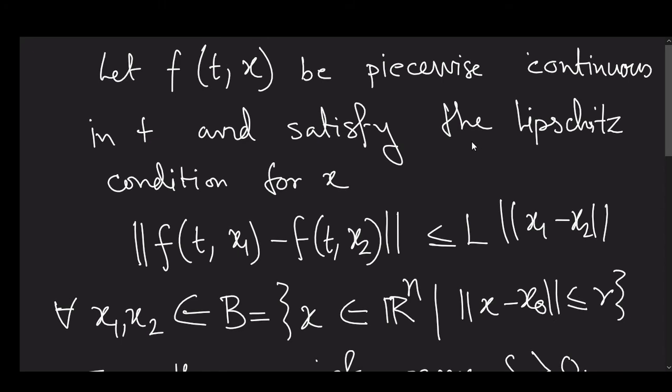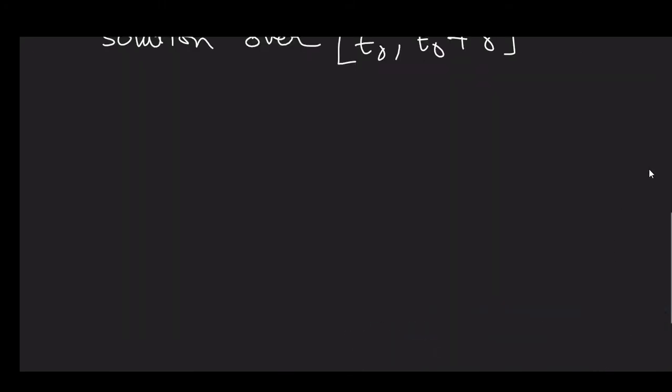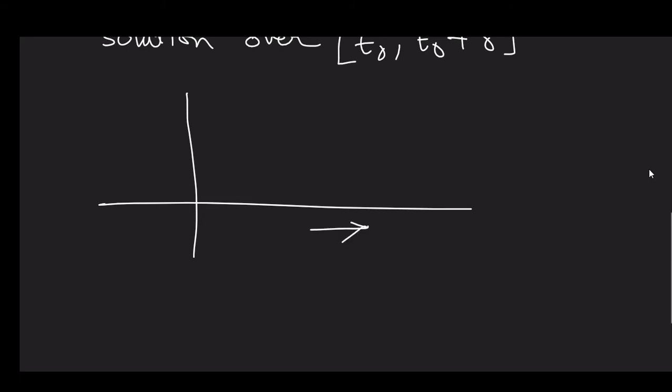Let f t comma x be piecewise continuous in T. Now what is a piecewise continuous function? Let me draw a diagram that will help you. Say you have a function piecewise continuous with respect to T. So let a function f of t comma x, but we are not considering its variation for x, we are considering its variation for only t. Then what you will get? It will behave like a function.